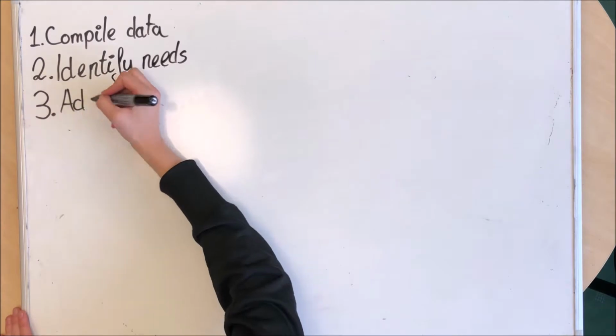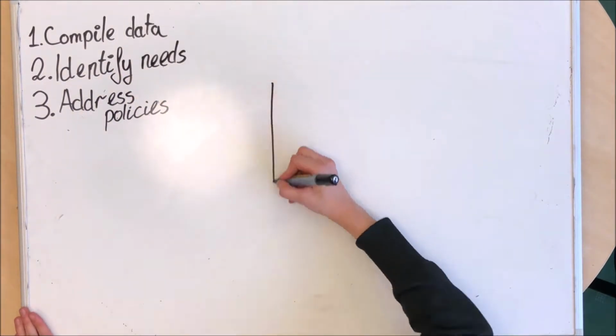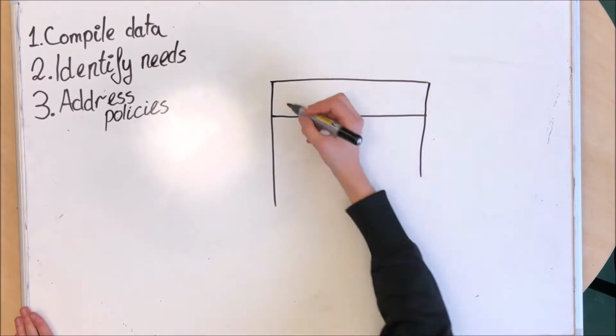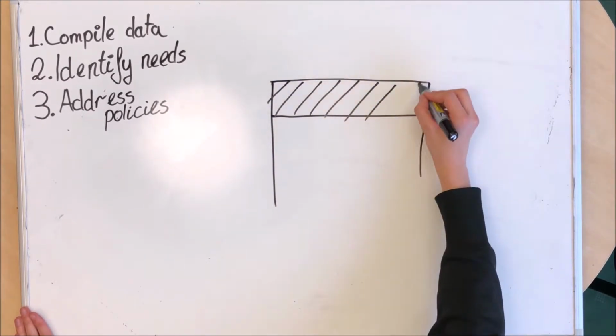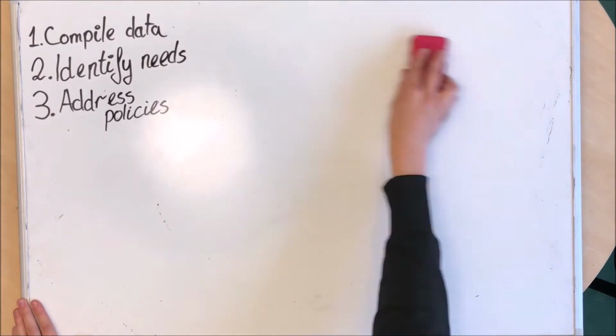Step 3 is to address policies or practices affecting diversity. Employees should find out if there are barriers that are threatening the employment of individuals from different demographic groups. Consequently, organizations should consider if any policies or practices need to be eliminated or adjusted.